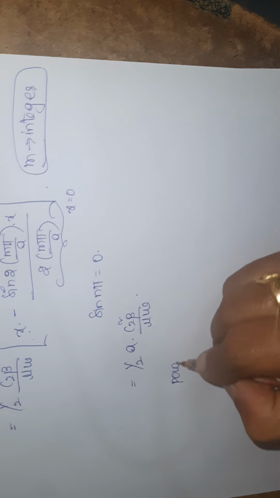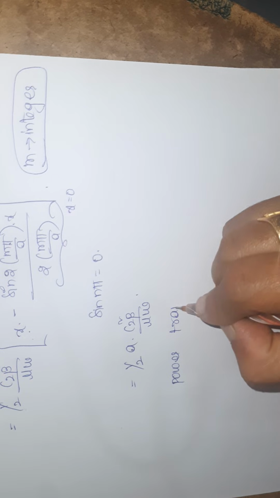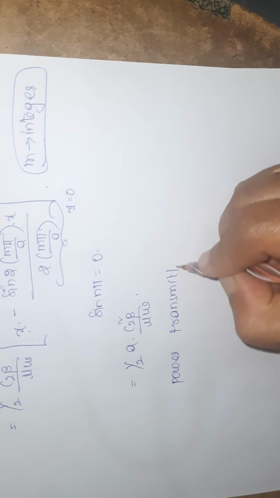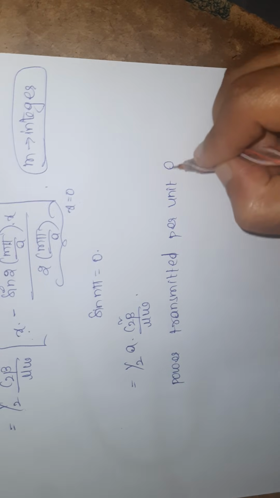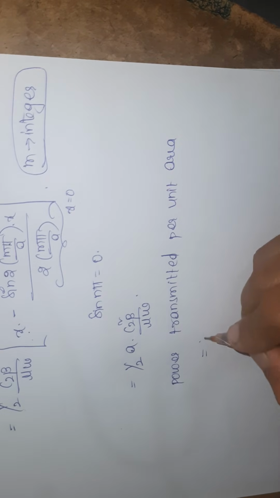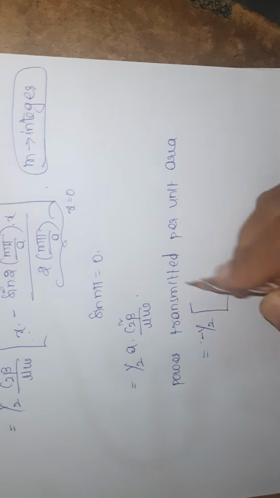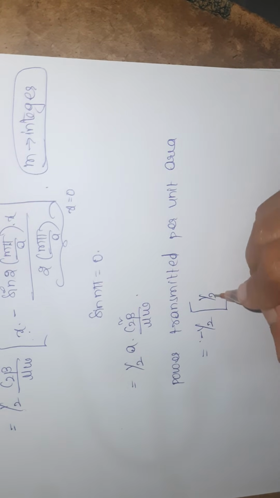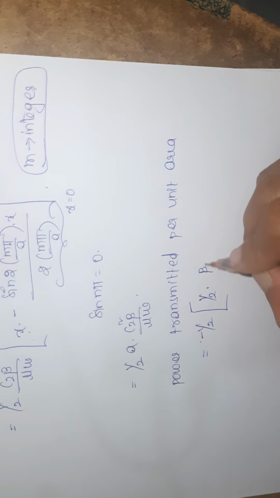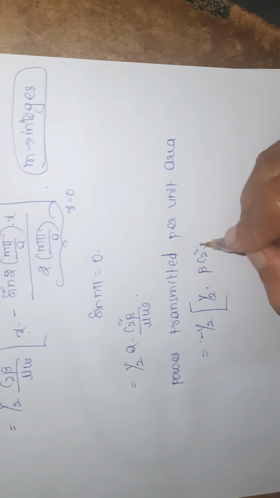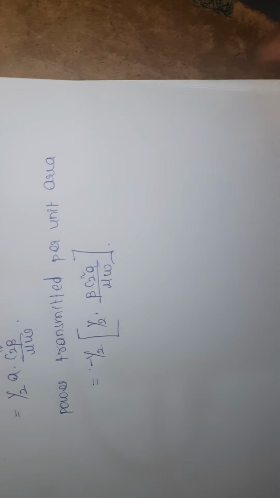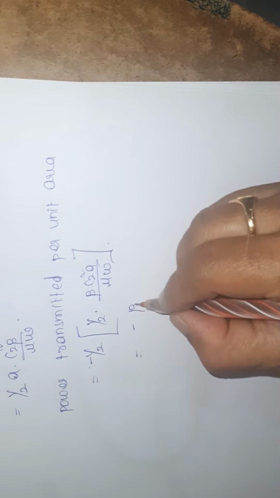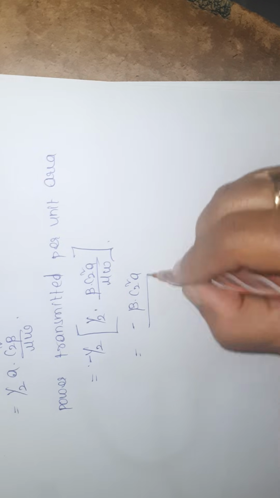Okay, now power transmitted per unit area is equal to minus 1 by 2 into this one, 1 by 2 into beta C2 square a by mu omega. So this is nothing but minus beta C2 square a by 4 mu omega.